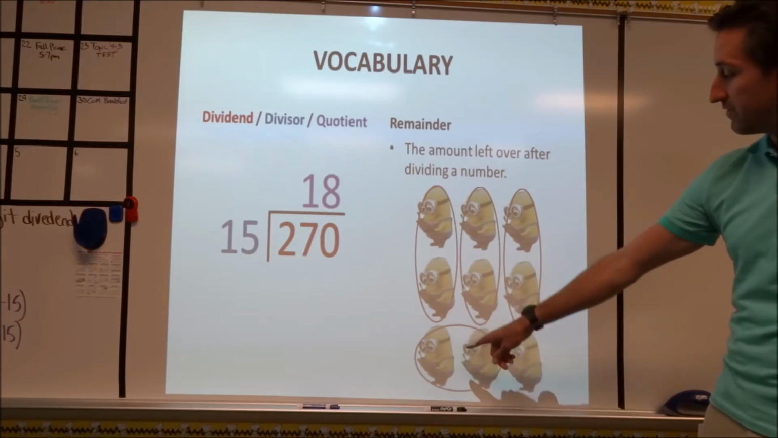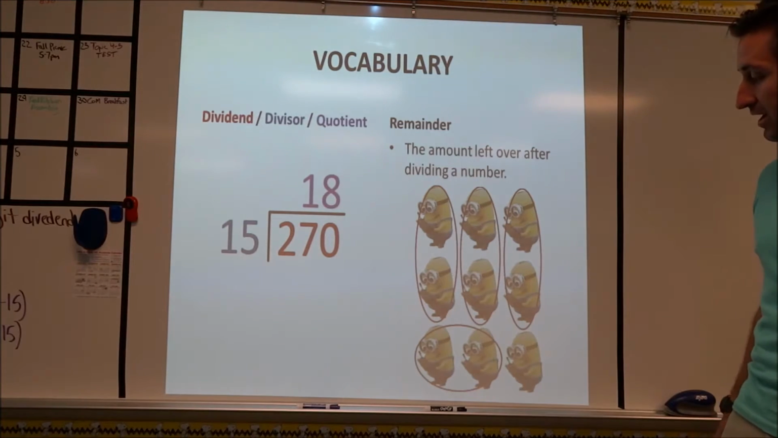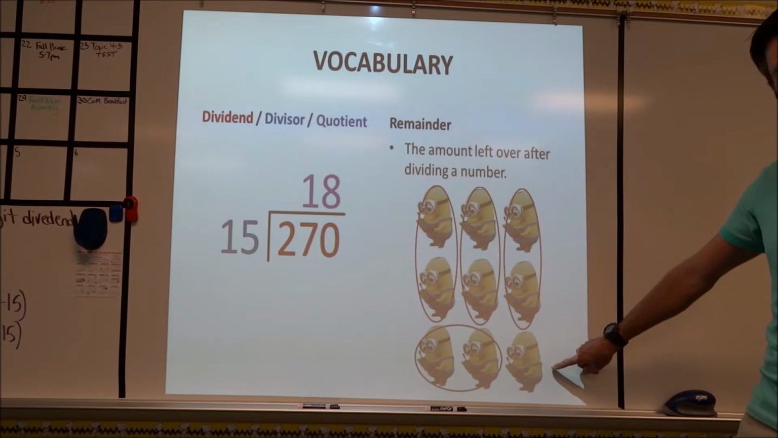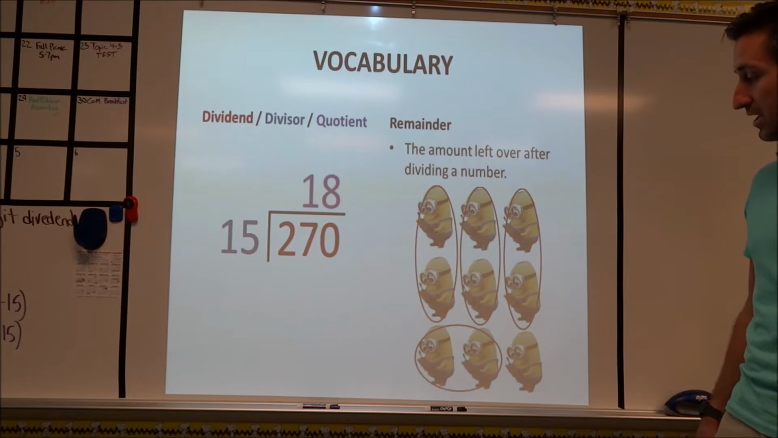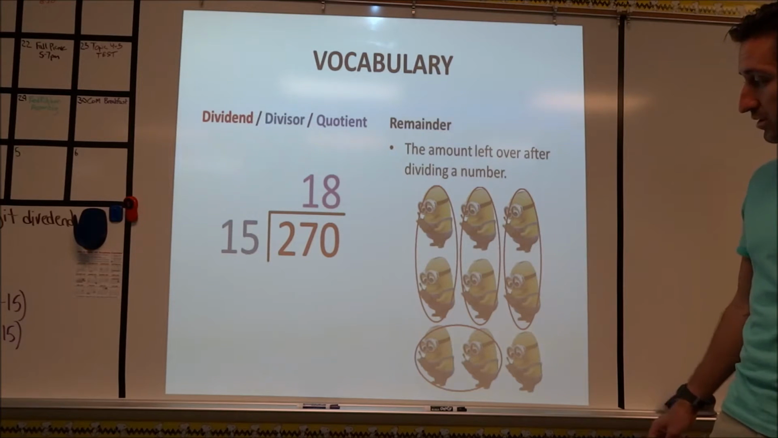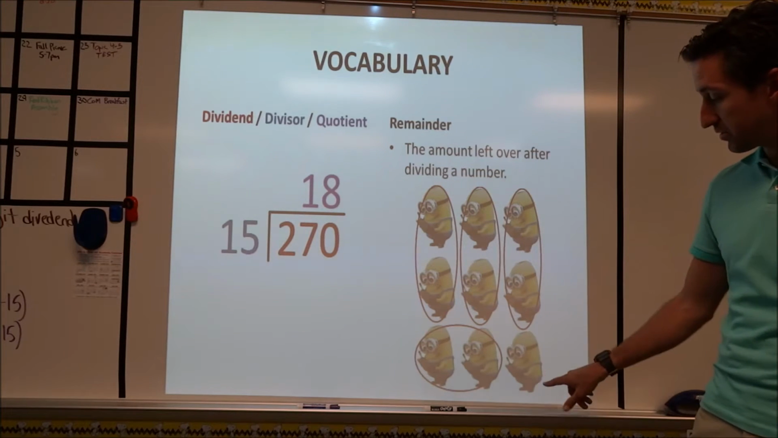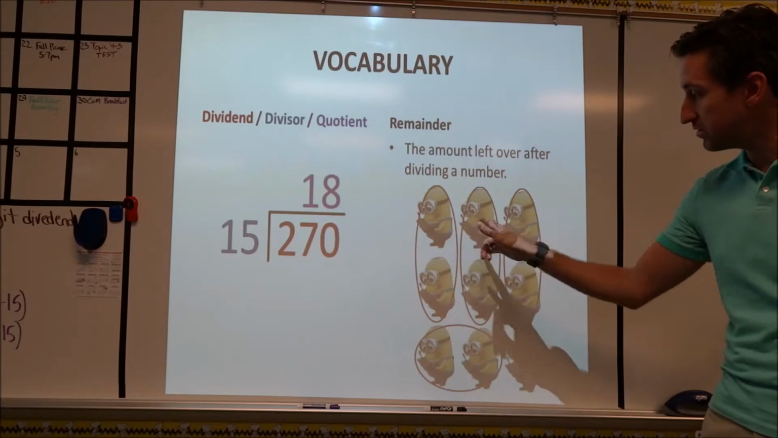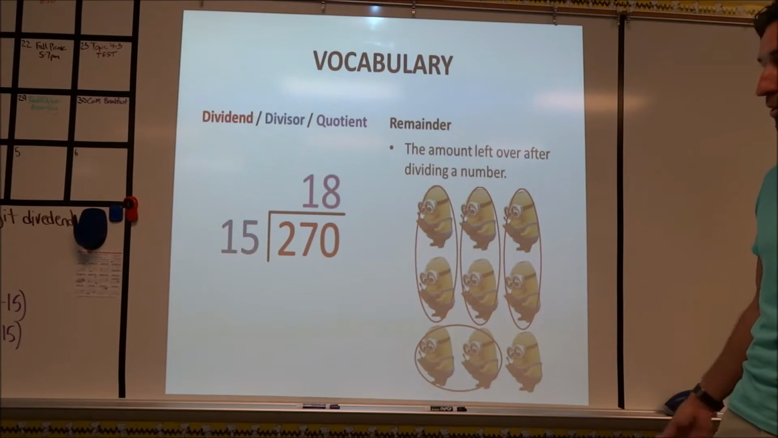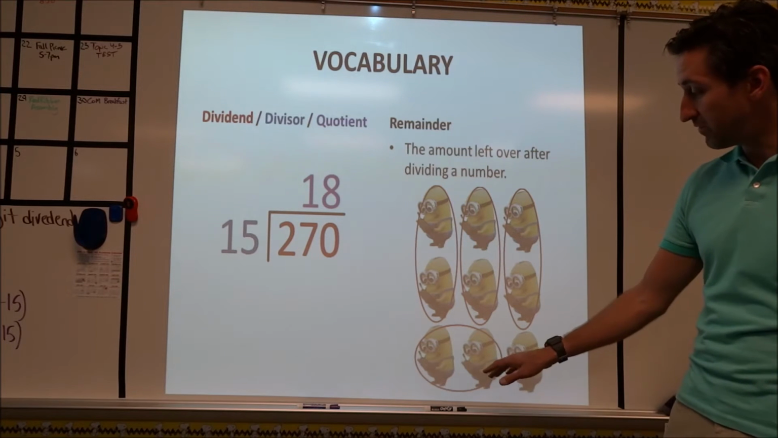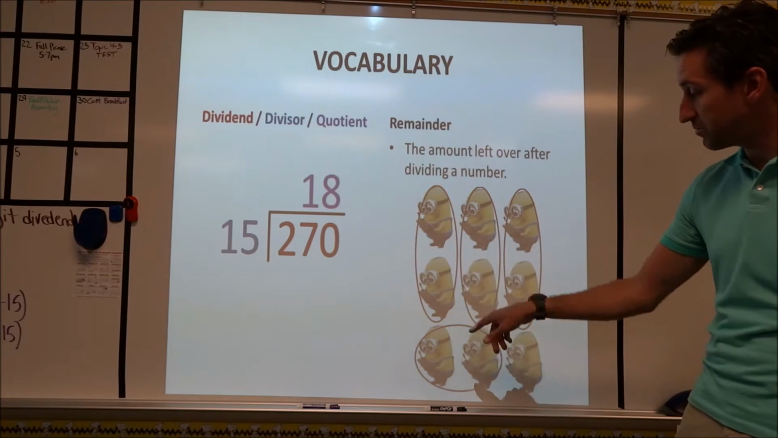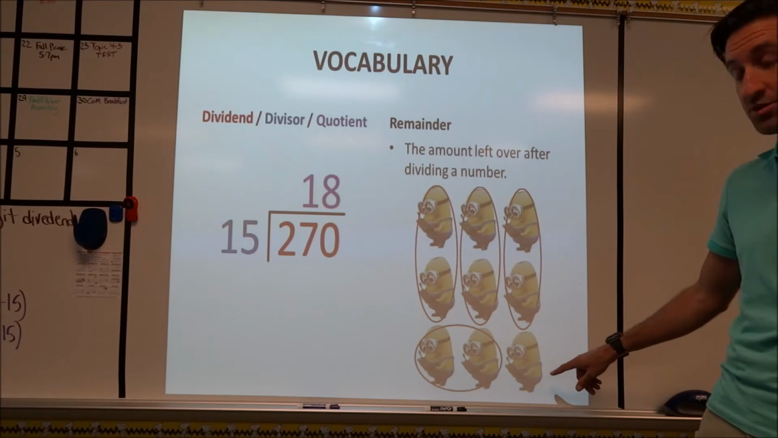So you can see I have 9 minions here, and I have them broken up into 4 groups of 2, and then there's one little guy left over. So this problem could represent 9 divided by 4, which would be 2 with a remainder of 1, because there's 2 in all 4 groups. Or it could also represent 9 divided by 2, which would be 4, because there's 2 in each group, and there's 4 groups, and there's 1 left over.